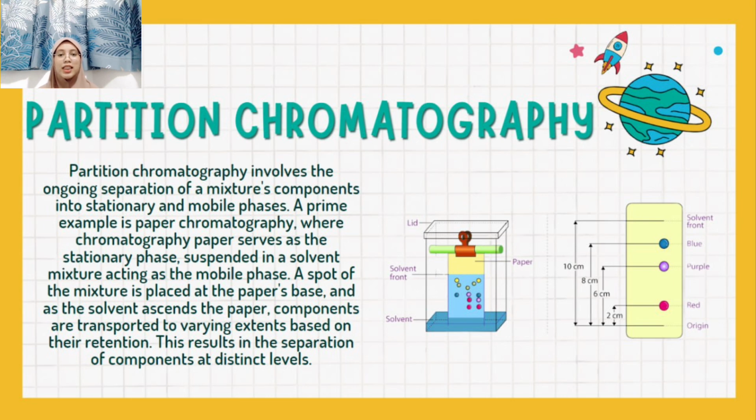The last type is partition chromatography. In this process, a continuous differential partitioning of components of a mixture into a stationary phase and mobile phase takes place. In this process, chromatography paper is used as a stationary phase which is suspended in a mixture of solvent that acts as a mobile phase. Here, we put a spot at the base of the chromatographic paper with the mixture to be separated, and as the solvent rises up this paper, the components are carried to different degrees depending upon their retention on the paper.